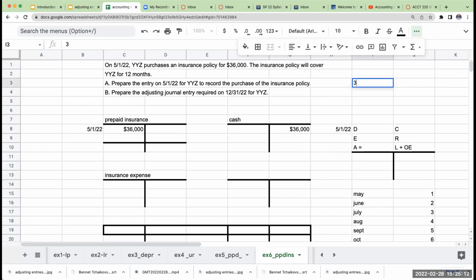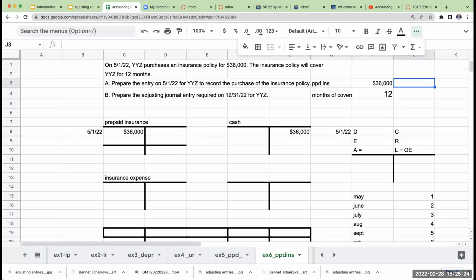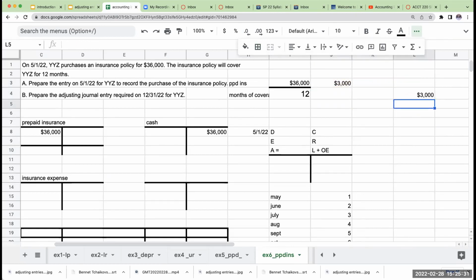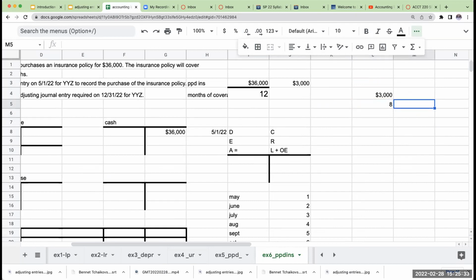So it's a $36,000 policy. My months of coverage are going to be 12. This is going to give me a rate of $3,000 per month. I had the policy for 8 months, from May 1st through December 31st. Make sure you count it out. Very common mistake. So my insurance expense is going to be $24,000.